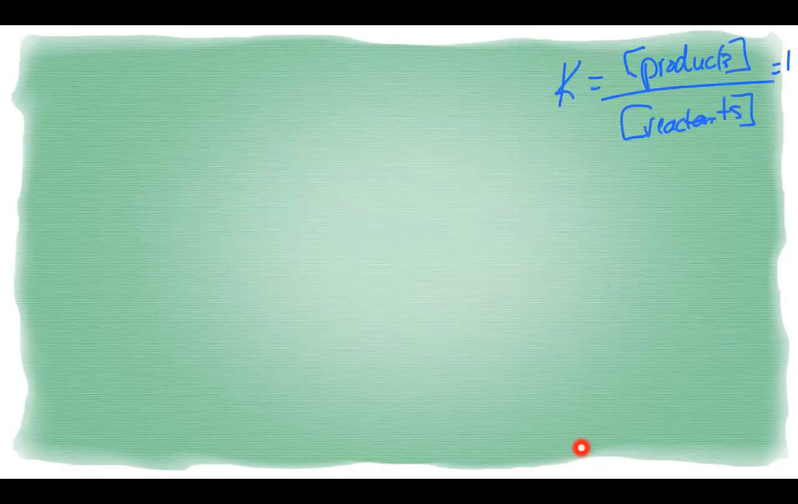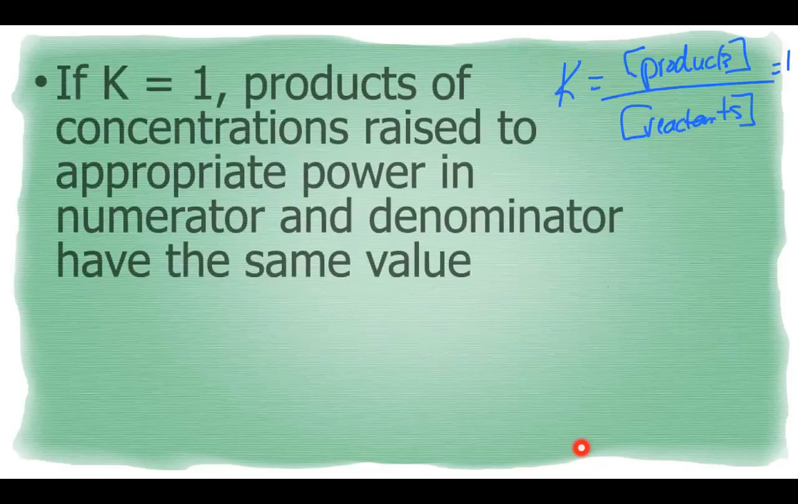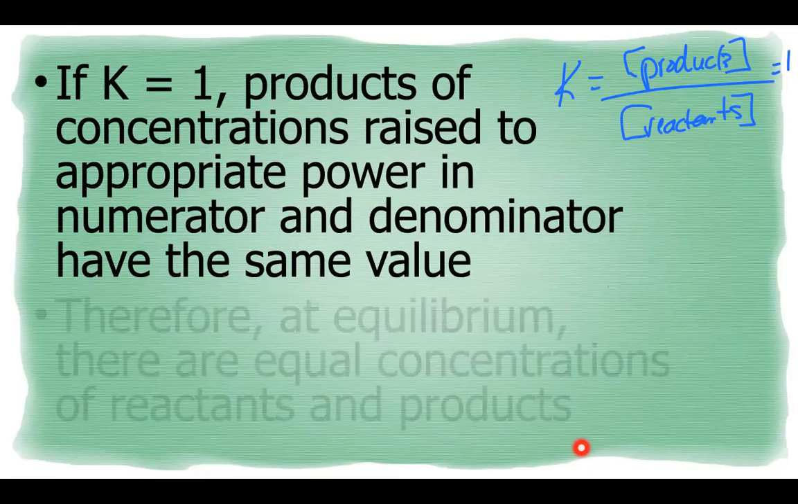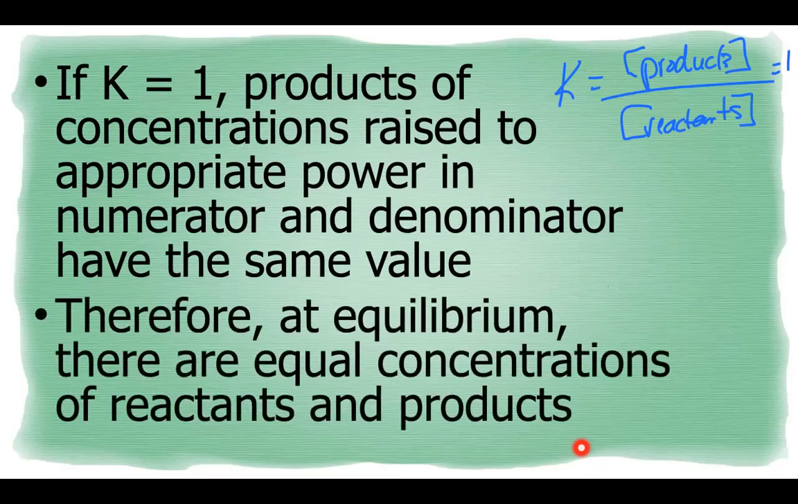So let me just say this again, because I feel like I might have confused everybody. If K equals 1, that means at equilibrium, because remember K is at equilibrium, the concentrations of reactants and products are equal. I would say this barely happens, but if it's 1, then you know that the forward and reverse reactions occurred in the same amount. So neither direction is favored.